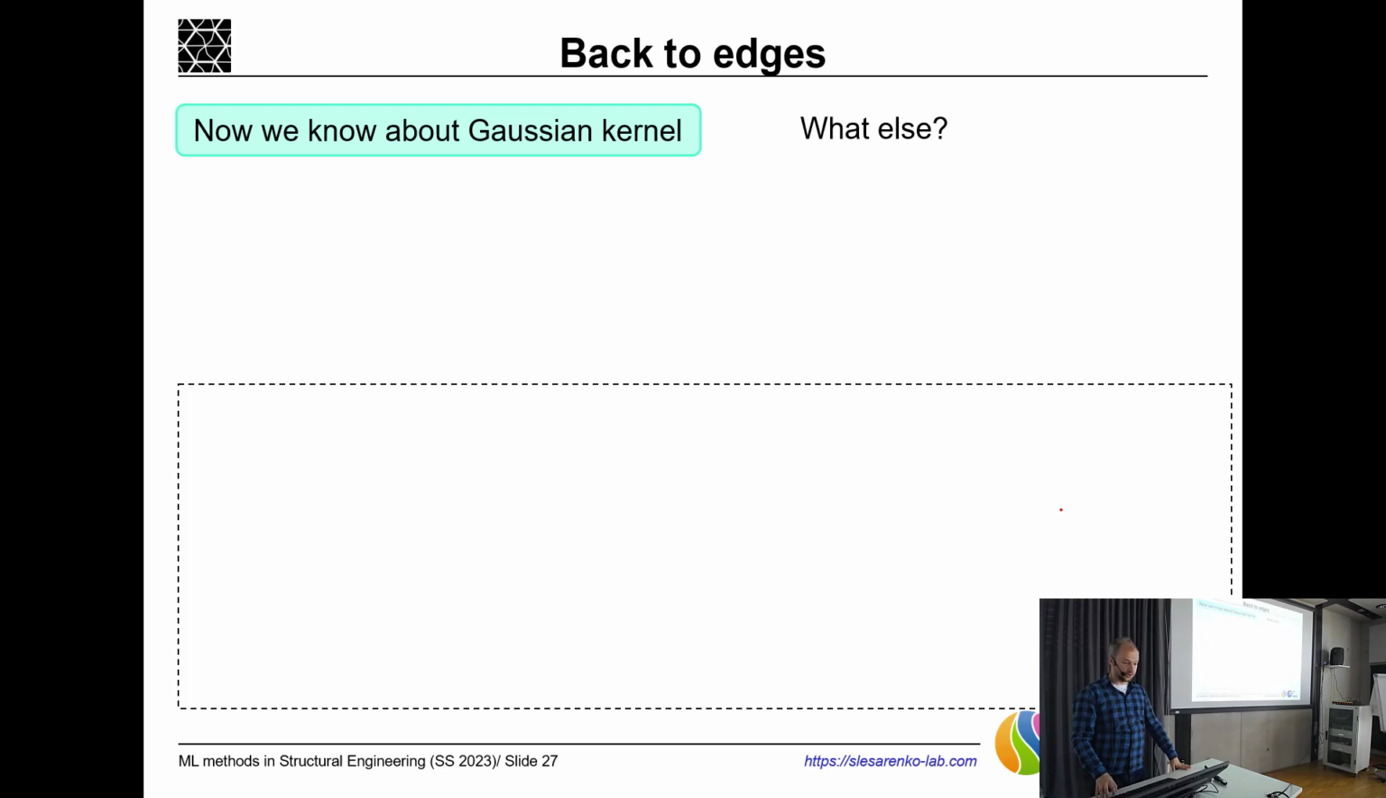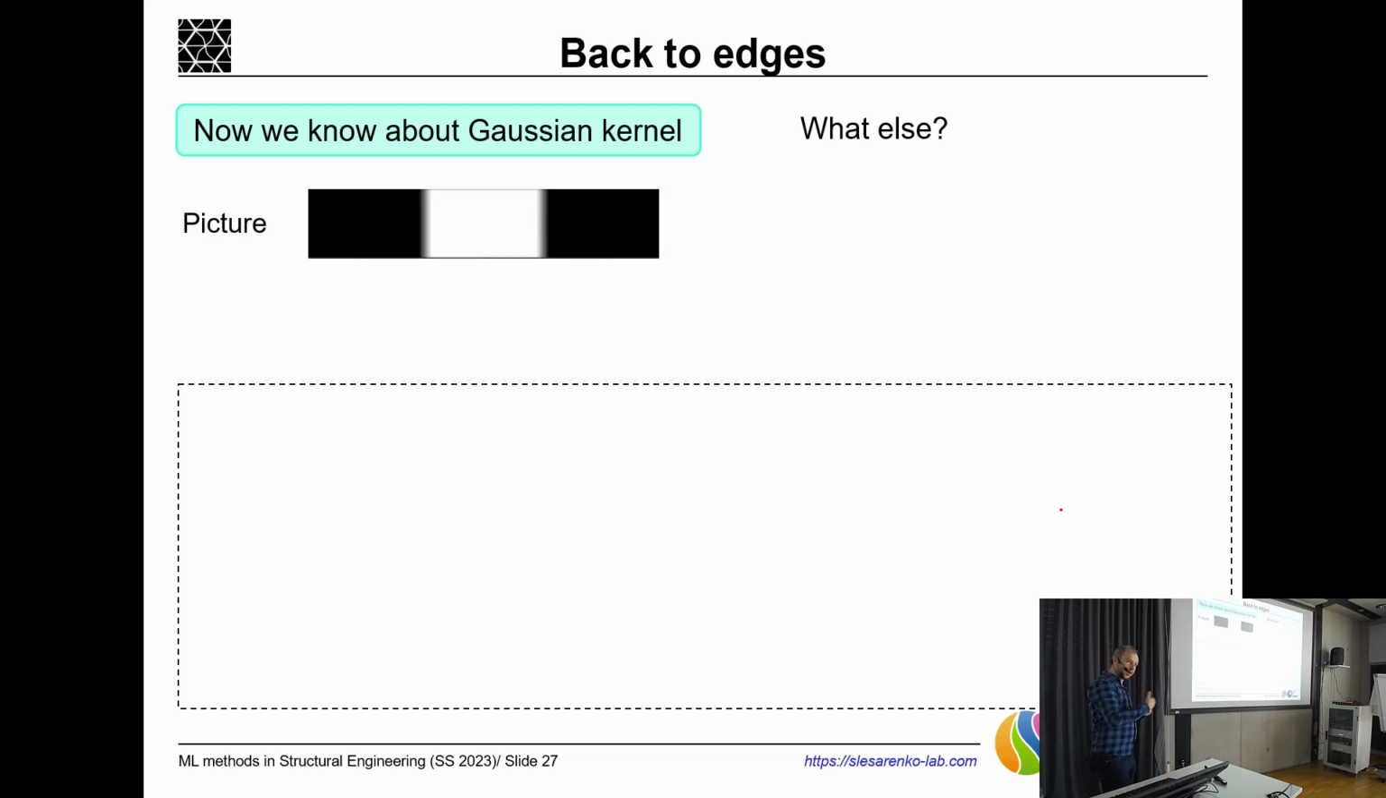So back to the edge. Now we know about the Gaussian kernel. We know that we can take our image and convolve it with some kernel or filter. There are multiple terms: kernel, filter, and there's another term, I don't remember which one. And we get a new image, but with slightly different properties.